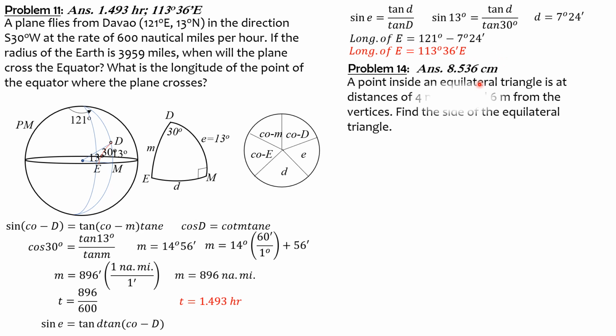We then proceed to problem 14. A point inside an equilateral triangle is at distances 4 meters, 5 meters, and 6 meters from the vertices. Find the side of the equilateral triangle.